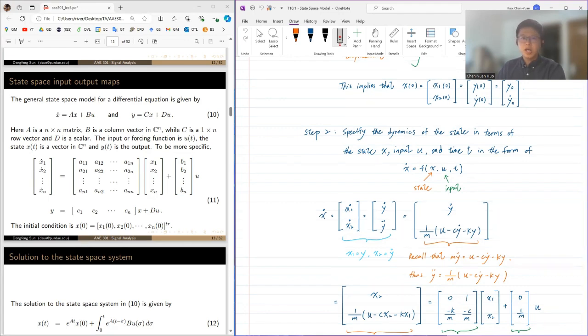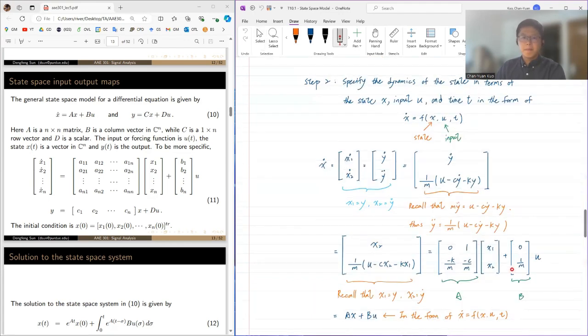Now, notice that y double dot is not a state variable, but from the equation of motion of the system, m y double dot equals u minus c times y dot minus k times y. We know that y double dot is equal to 1 over m times u minus c times y dot minus k times y. Next, recall again that the state variables x1 is equal to y and x2 is equal to y dot. So we get x dot equals a vector of x2 and 1 over m times u minus c times x2 minus k times x1.